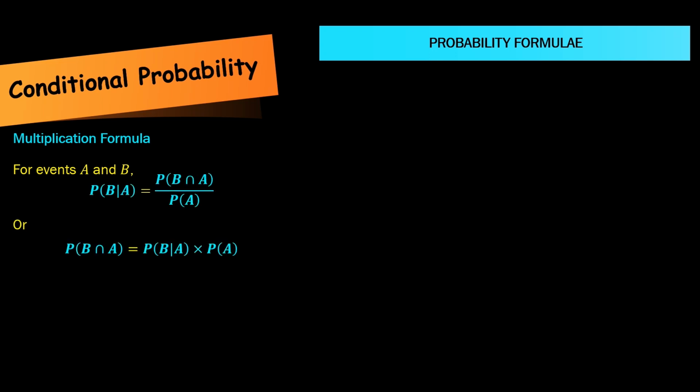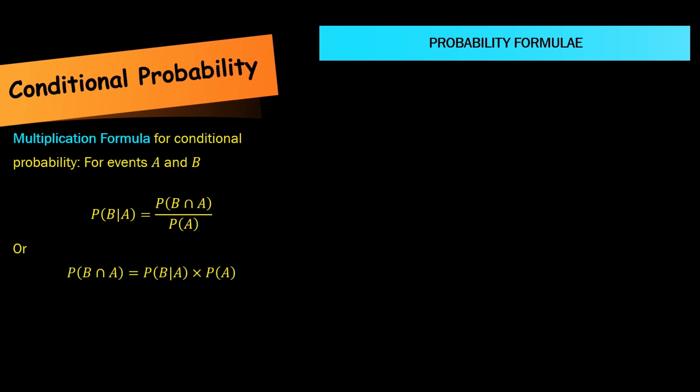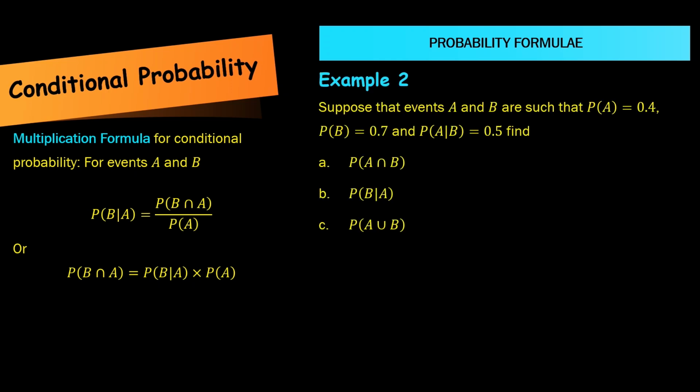Let's now apply this formula to an example. Pause the video and have a go. Press play when you're ready to view the solutions. Let's take a look at part A first. Suppose that events A and B are such that probability of A equals 0.4, probability of B equals 0.7, and probability of A given B equals 0.5. We are required to find the probability of A intersect B.